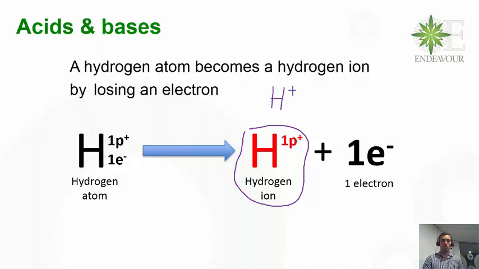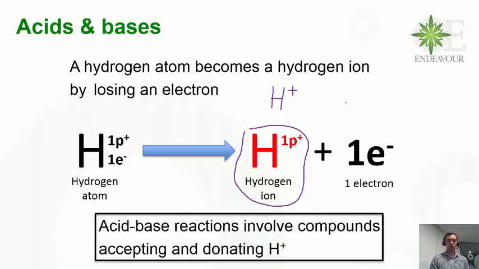Okay. So it's incorrect to say that an acid-base reaction is the loss or gain of hydrogen. Technically, it's the loss or gain of H plus, which you can also call a proton. So as I said earlier, the acid-base reactions that we're going to be looking at today involve different compounds accepting and donating this H plus component.